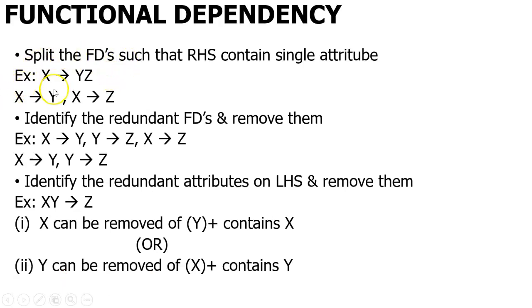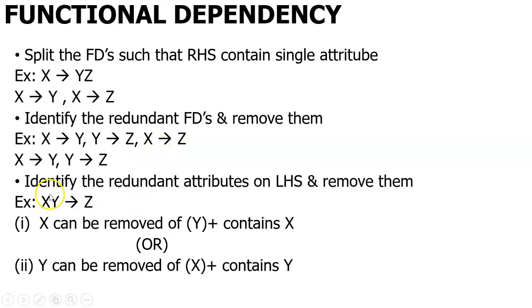Next, for functional dependency we have certain rules. First is the split rule. If I have X gives YZ, I can write X gives Y and X gives Z. Like this, I can split the functional dependency into single attributes, and I have to find the redundant functional dependency and remove it. X gives Y, Y gives Z, and X gives Z. X itself is giving Y and Y is giving Z, so X is giving Z. So I don't need this X gives Z. Now I'm removing this redundant one.